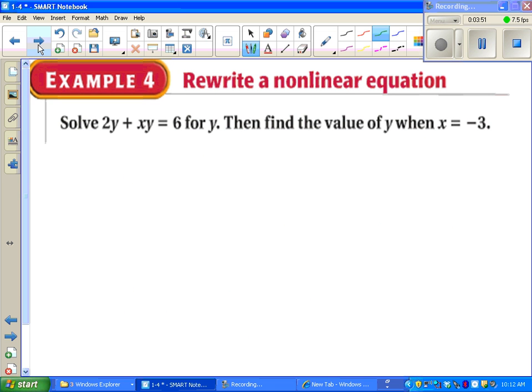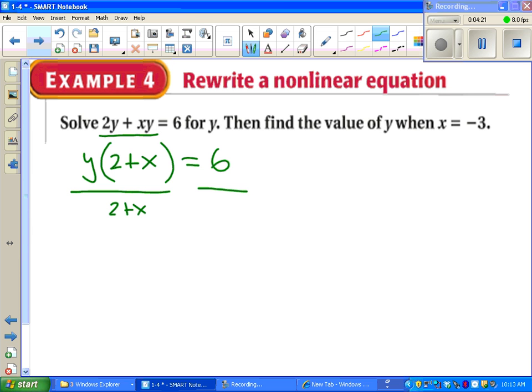This one's a little trickier. So solve 2y plus xy equals 6 for y. Notice we have two y's. It's a little harder to get y by itself. The trick here is to put everything that has a y on one side of the equal sign, which is already done, and then we can factor out the y. So we take out the y, we're left with 2 plus x. Now it's one more step to get y by itself. That step is divide by 2 plus x. We'll be doing stuff like this a lot more later.